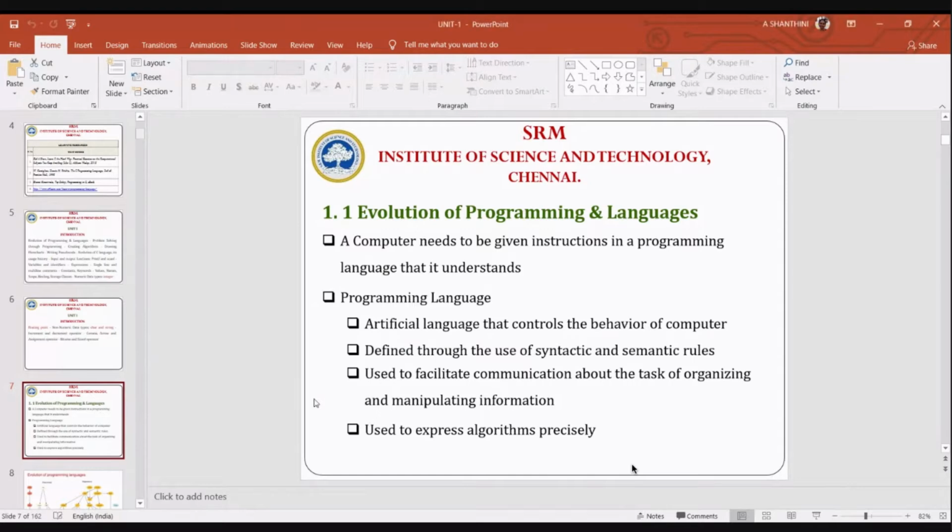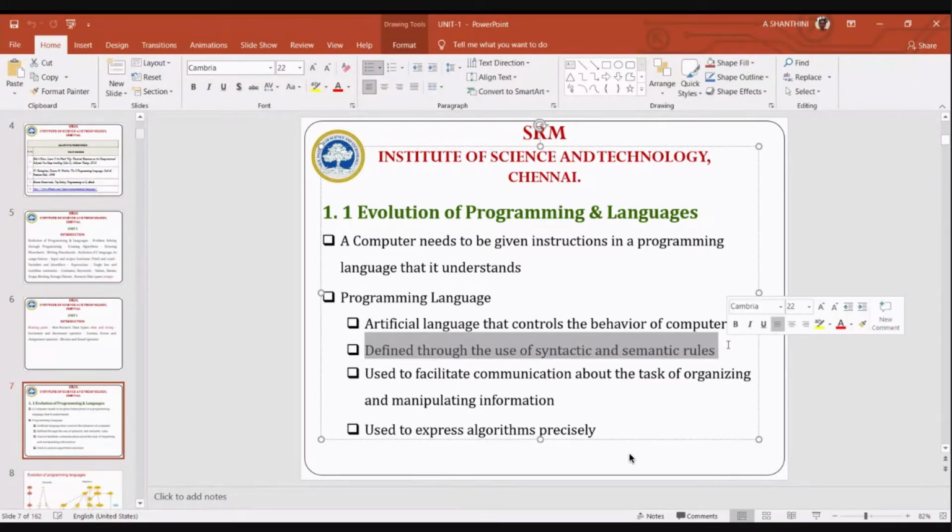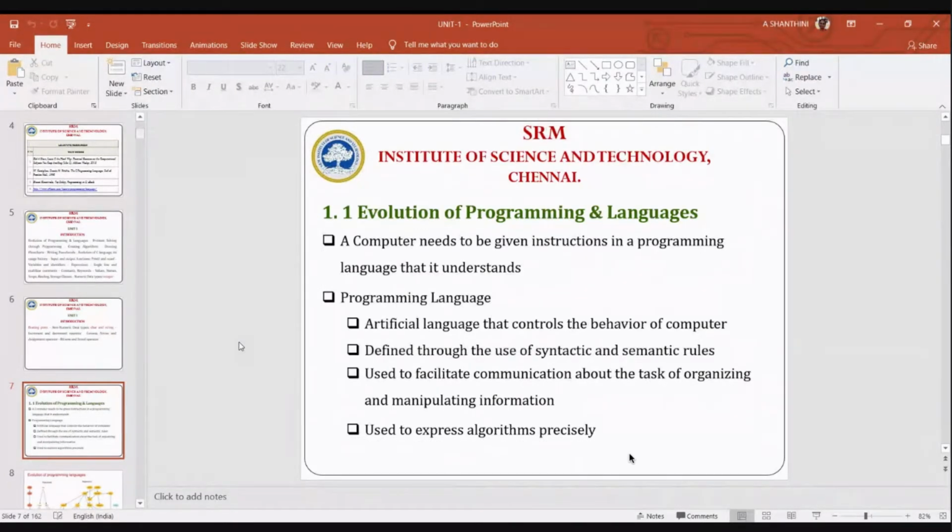Okay, so I think you guys have some idea regarding the syntax. That is what is given in the second point, the syntactic and semantic rules that need to be followed. This programming language is mainly used to facilitate communication about how to solve problems. It is used for expressing your algorithm effectively. Whatever you write in an algorithm, you are going to change into your programming language.